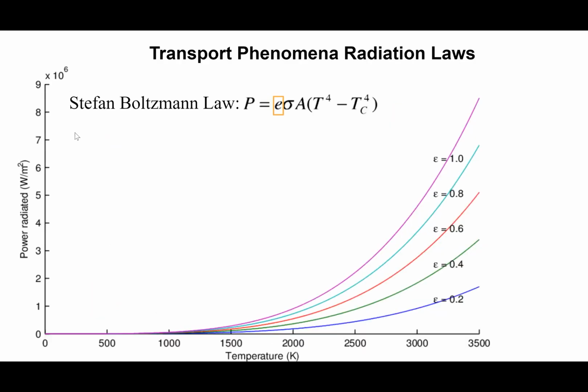Stefan Boltzmann's law relates area and temperature to power emitted, such that the total amount of power per unit area is proportional to the 4th power of temperature difference. Depicted on the graph is the effect of emissivity on radiation power. A perfect emitter boasts an emissivity of 1, and as the emissivity becomes closer to 1, the power released increases.